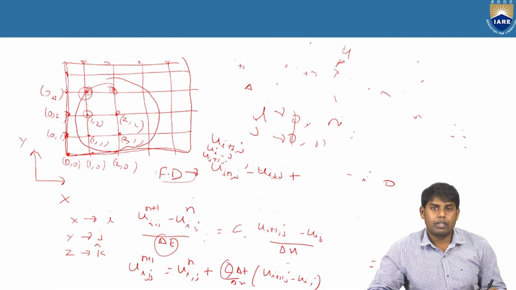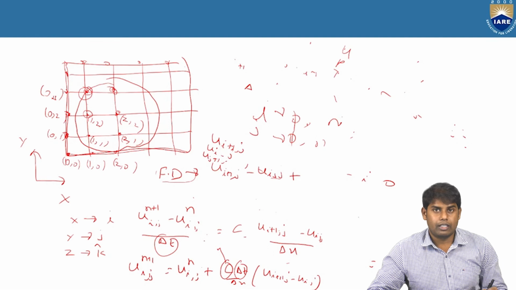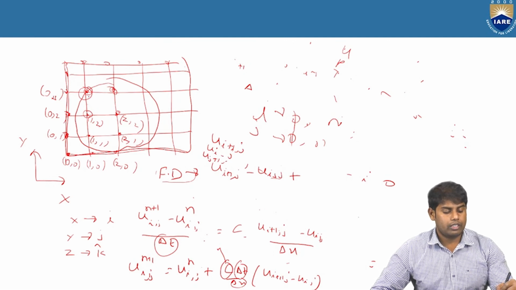So this c is nothing but the velocity at which the wave or the flow is moving, and this is delta t, the time step, and this is delta x, the distance between 2 points. So here you can see these are the grid points. Let's say here grid point 1 comma 2 and 2 comma 2. So delta x is nothing but the distance between 1 comma 2 and 2 comma 2. If it is a uniform grid, the delta x will be the same. If it is a non-uniform grid, the delta x would be different at different points.